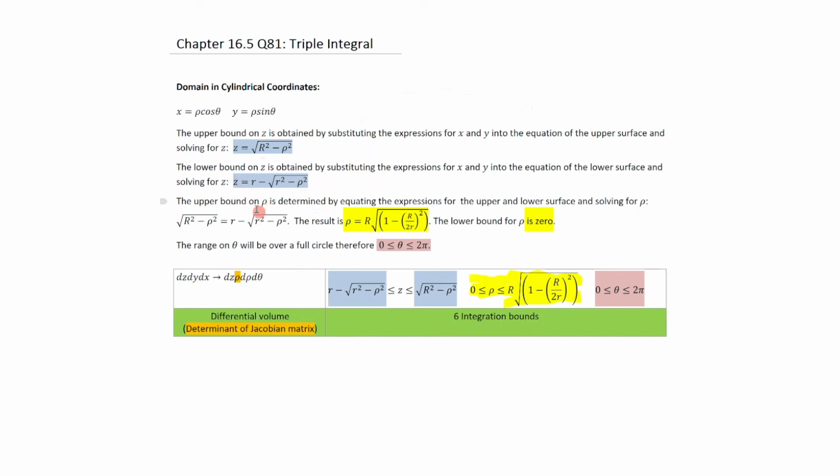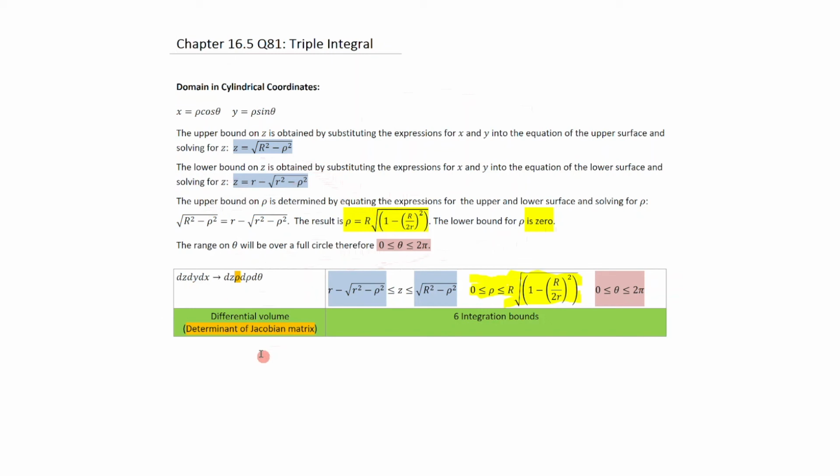The upper bound on rho is determined by equating the expressions for the upper and lower surface, that's these two, and solving for rho. So solving these, we end up basically with rho having this form. The lower bound for rho will be 0. And then for theta, since we're performing a full circle, theta will be between 0 and 2 pi.